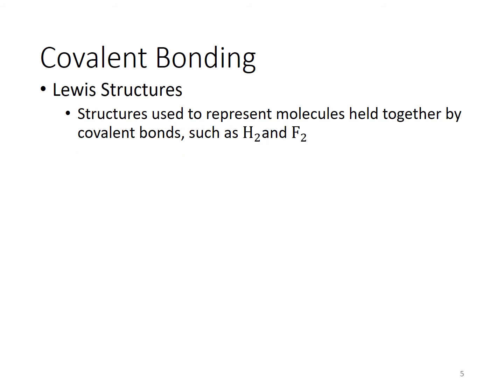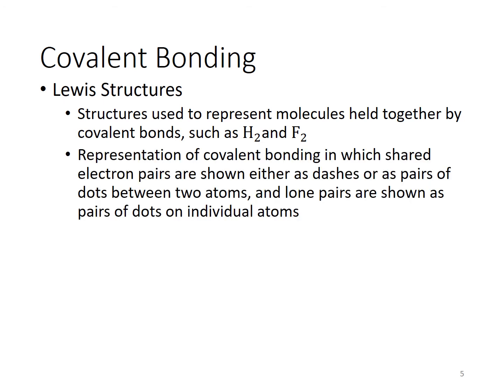Lewis structures are used to represent molecules held together by covalent bonds, such as H2 and F2. This is when we can use Lewis structures most appropriately. You had seen previously that we can use Lewis dot structures for ionic bonding, but it is not as common to show that. Mostly Lewis dot structures are used for covalent bonding, where you're sharing electrons. We show those as a dash between the two. Originally they were dots, but we tend to convert them to dashes, which is that chemical bond.